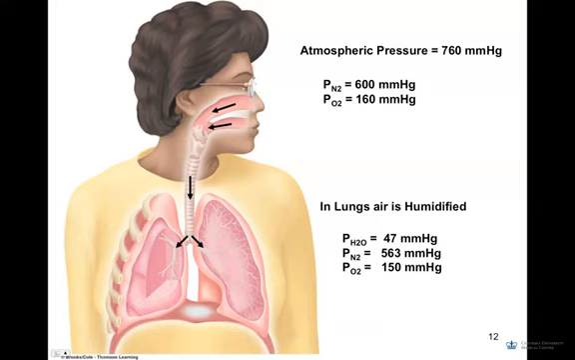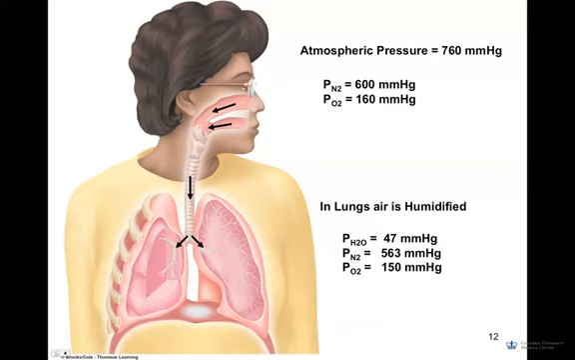Now, once we take in a big breath, that oxygen actually mixes with some water vapor that is contained in our airways and in our lungs. Okay? And this water vapor in our lungs has a partial pressure of about 47 millimeters of mercury. So this water vapor is very, very important in our respiratory system.